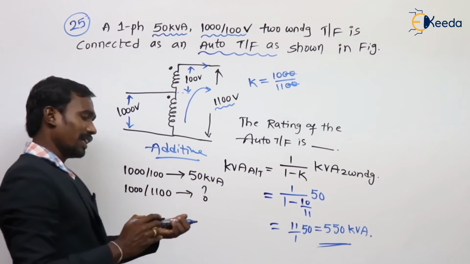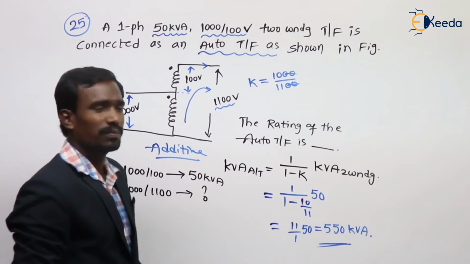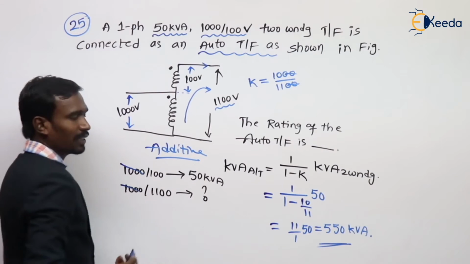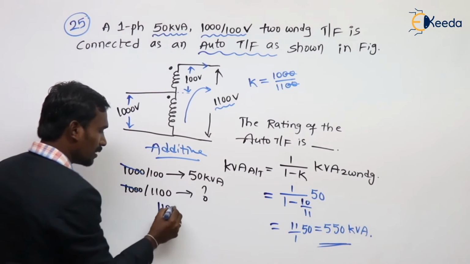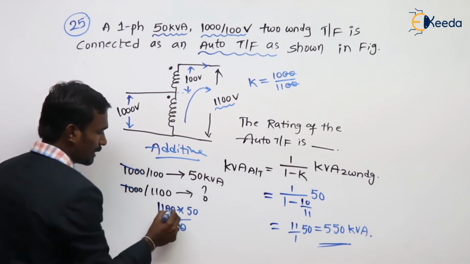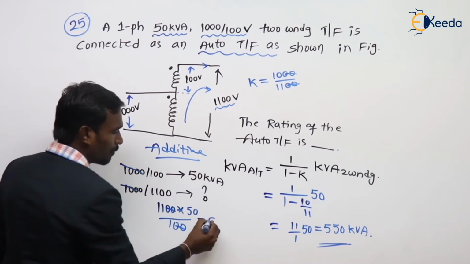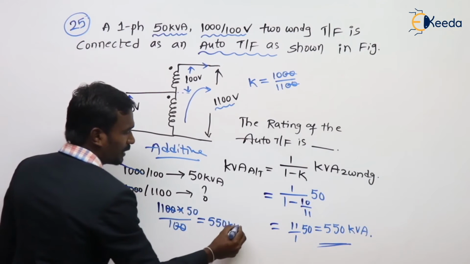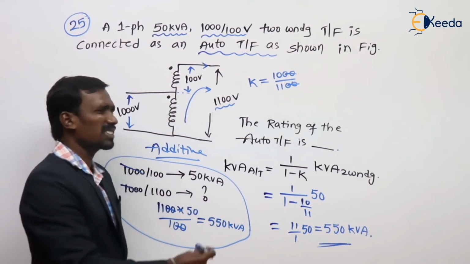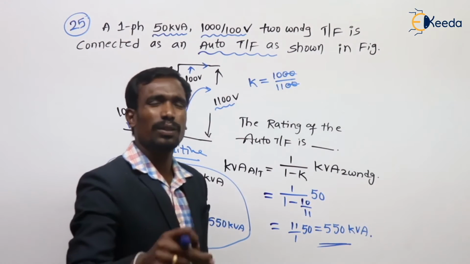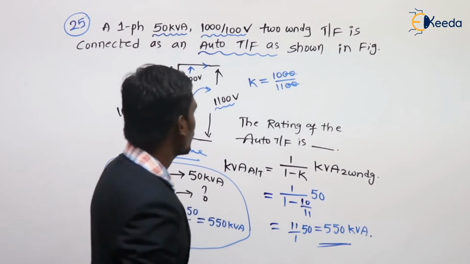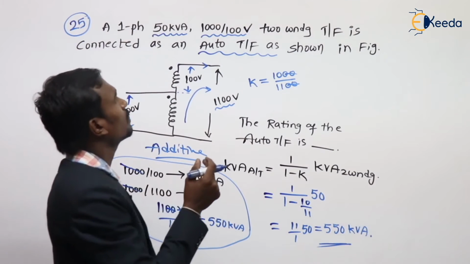Then what is the KVA rating? This is a shortcut method. These two are the same, leave them. So for 1100, calculate 1100 of 50 out of 100, the 100 gets cancelled. 1100 of 50 is 550. 550 kVA is your answer. You can do it directly like this, and get the answer directly. Auto transformer is very easy. 100% question for competitive exams. Right? This is the question on auto transformer.